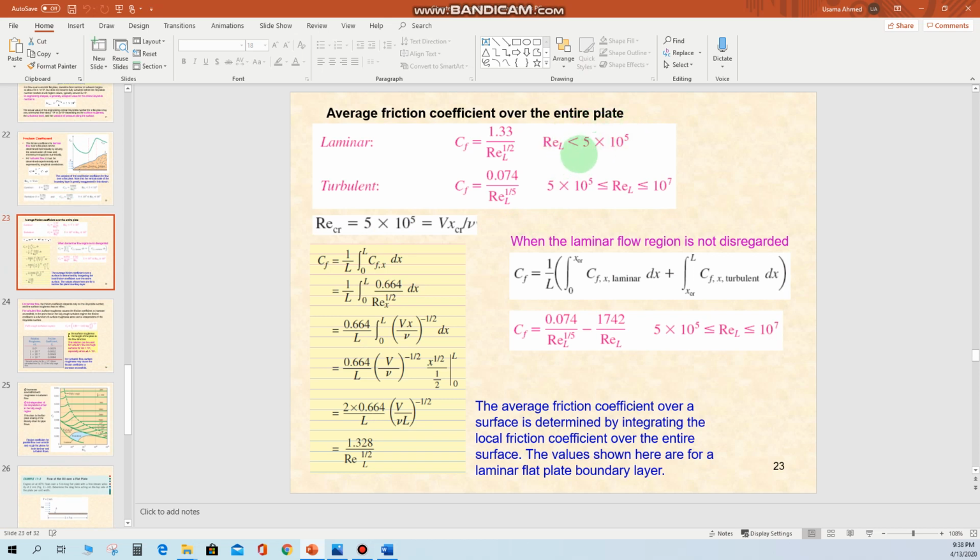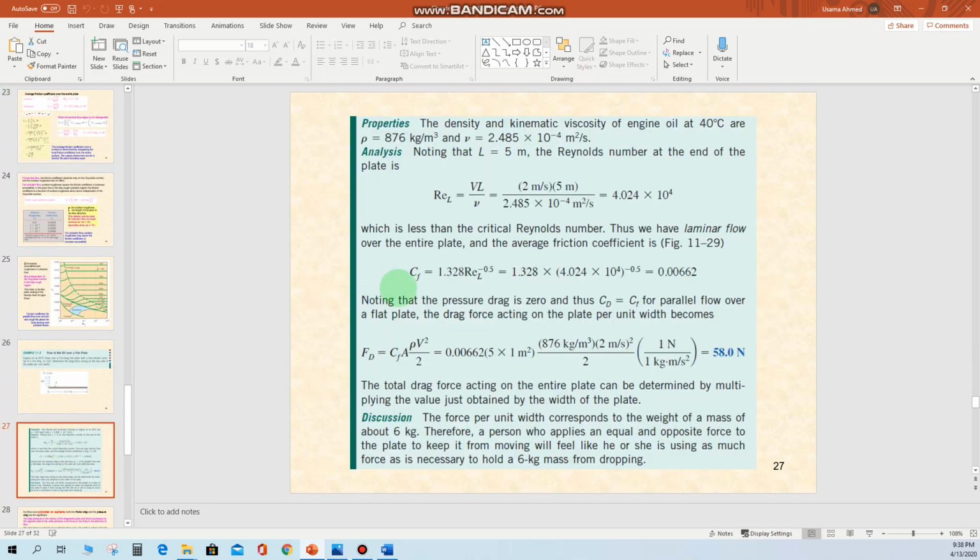So the equation that I showed you earlier: if we get a Reynolds number less than this limit, then we have to use this equation to estimate the coefficient of friction. We will be using this equation again here to get the coefficient of friction for the entire surface, and the value that we get here is 0.00662.